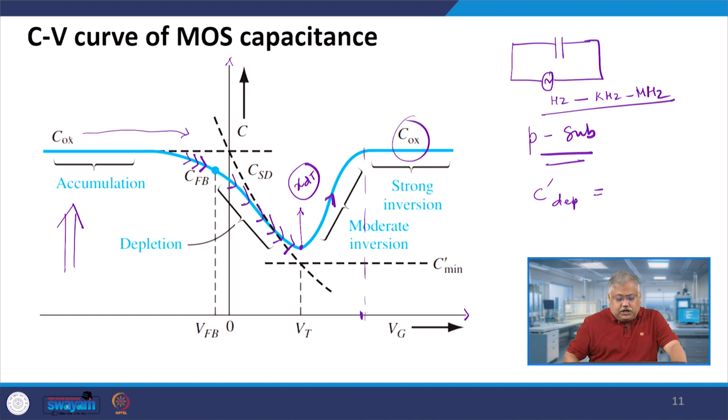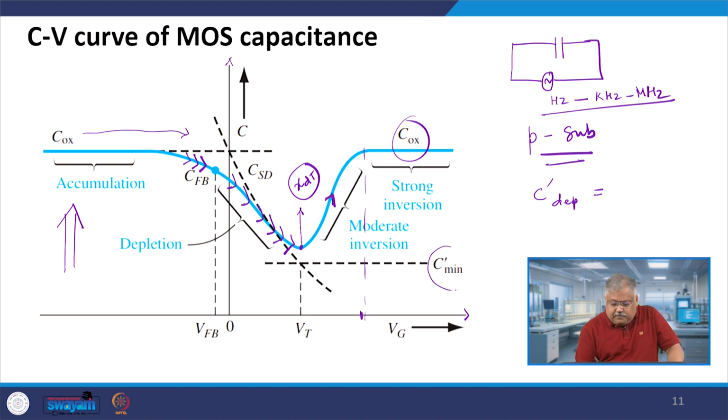So this is a Cox graph for a p-type substrate where the Cox is initially very high, somewhere in the middle it shows a dip, goes to minimum when you have an inversion threshold, and then again rises to a high value of Cox, right. This is what we say. So it is governed by three graphs here.